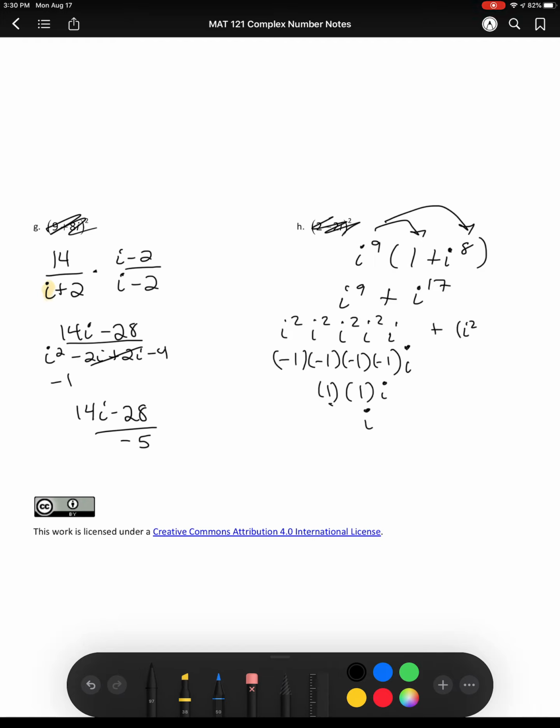Similarly, with i to the 17th, we would have i squared 8 times, then i. That would give you i to the 16th times i. And if I did i squared 8 times, since that's an even number, you're taking a negative number to an even power, that's just going to be 1 and then times i. So you end up with i plus i, which is 2i.